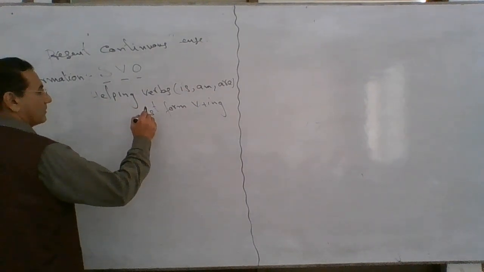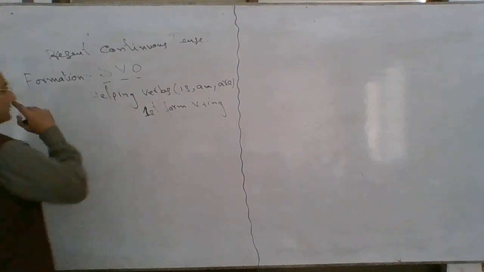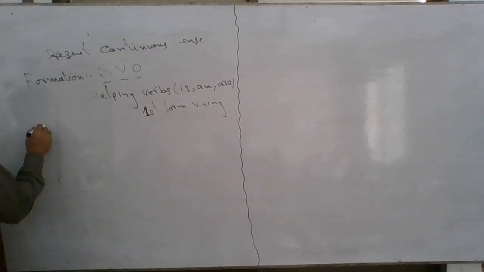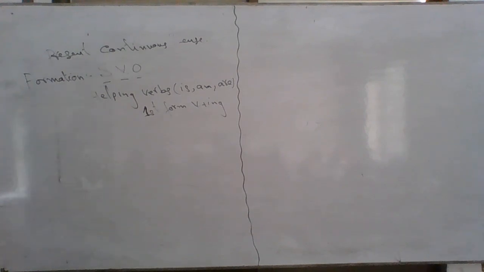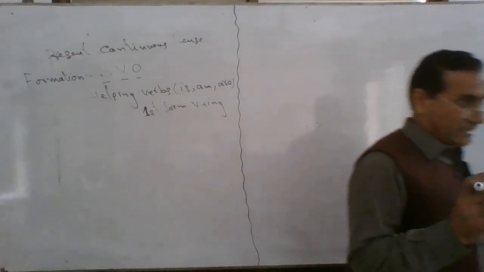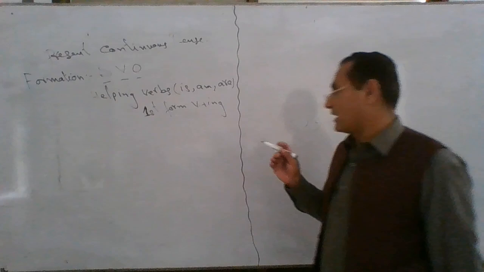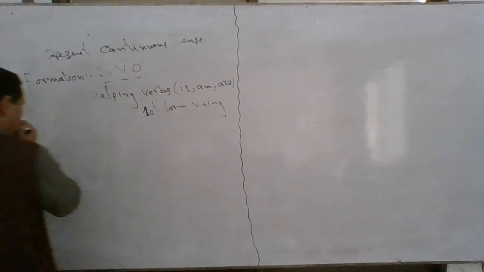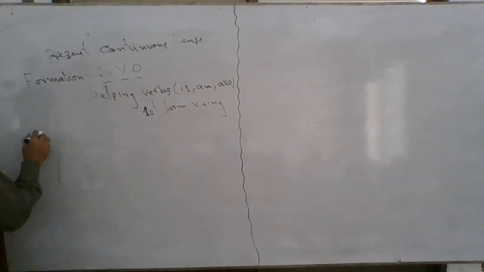Now for helping verb, you have to use that with the singular subjects. We are using is, and with plural subjects, we are using are, and only I carries am with itself. That is clear to you. These are helping verbs. That is the way of using helping verbs.